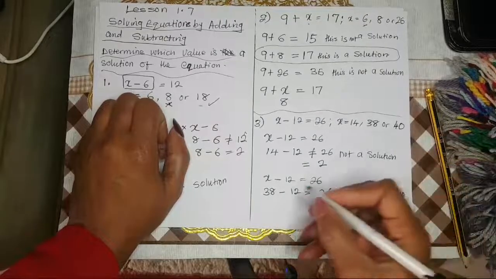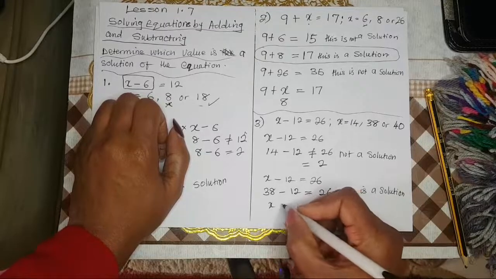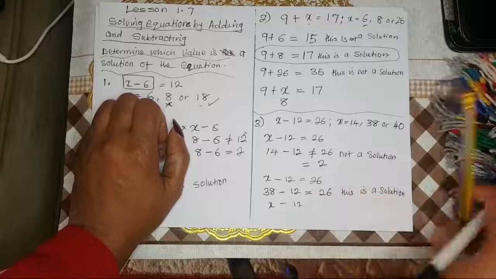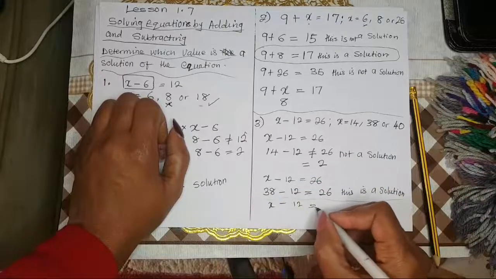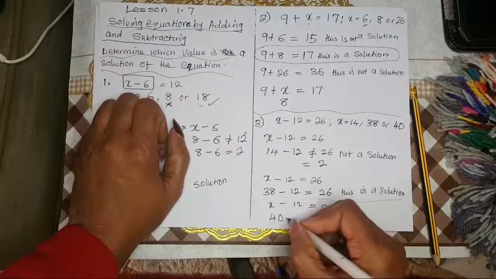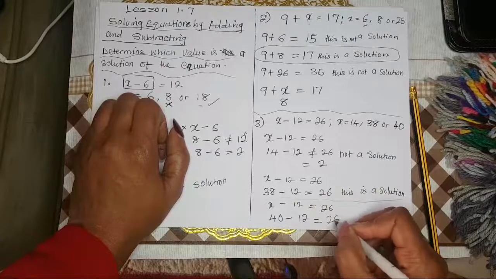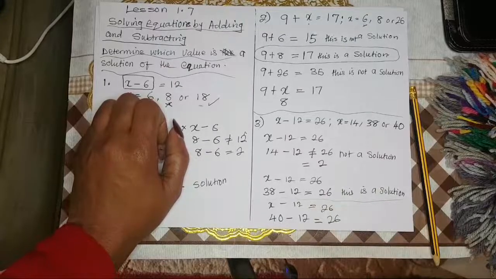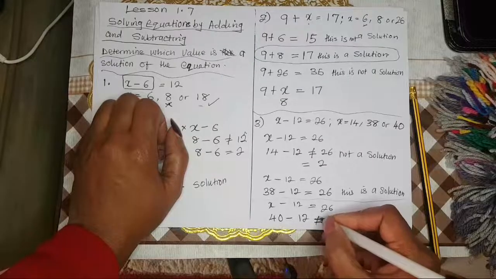Okay, let's see if 40 will give us a solution. X minus 12 again equals 26. We have 40 minus 12. Is it going to give us 26? No, it will not. It's going to give us 28. This is not equal to 26.